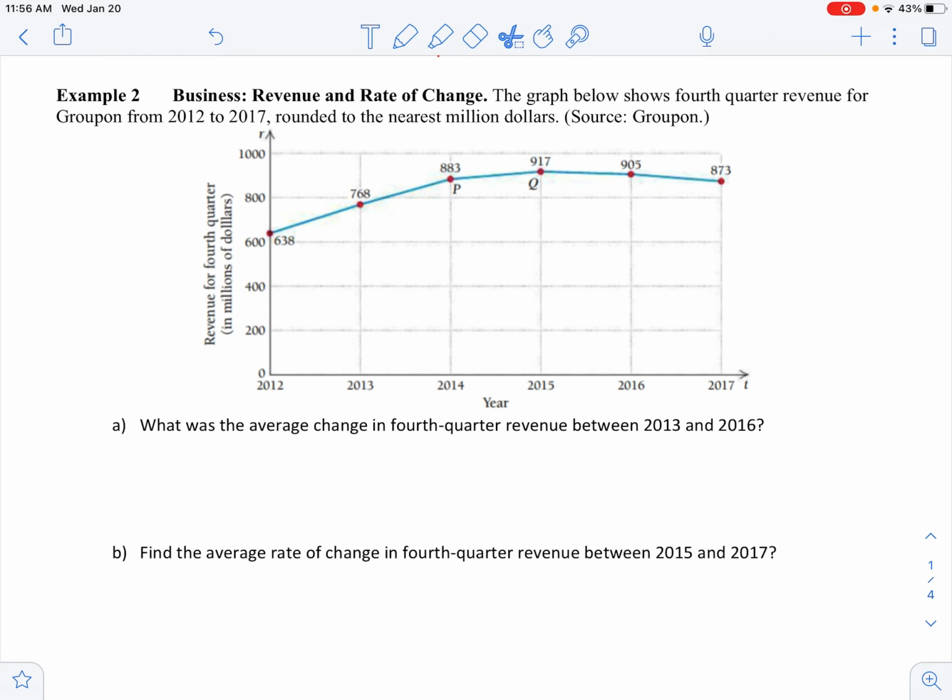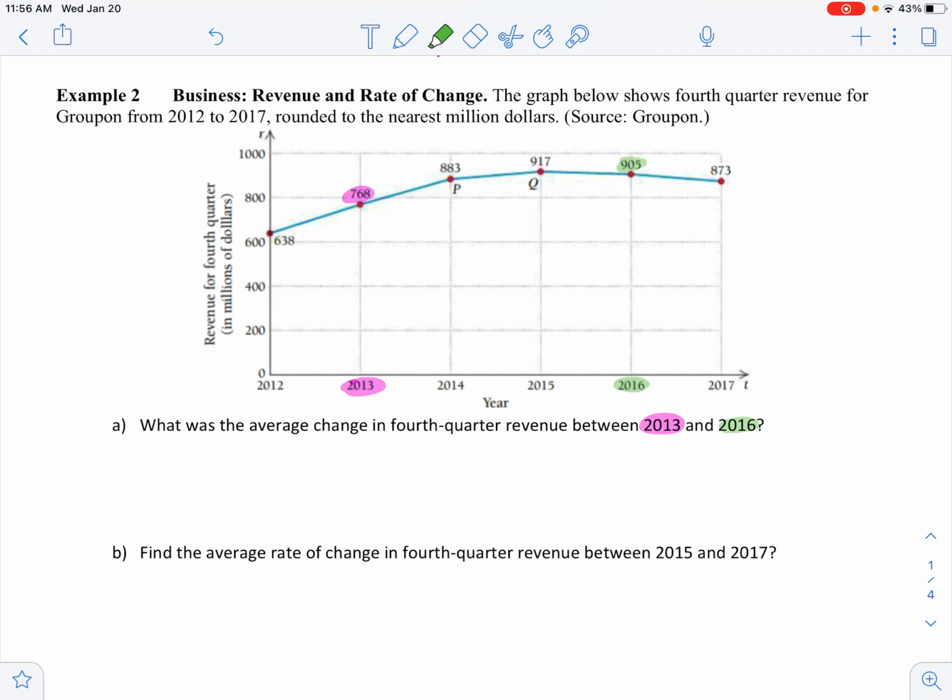Business, revenue, and rate of change. The graph below shows fourth quarter revenue for Groupon from 2012 to 2017, rounded to the nearest $1 million. Okay, so I can see it's going up and then went down a little bit. First question is asking, what was the average rate of change in the fourth quarter revenue between 2013, where is that going to be? 2013, and the number is $768 million, to what point? 2016, which is right here, and the number is 905.